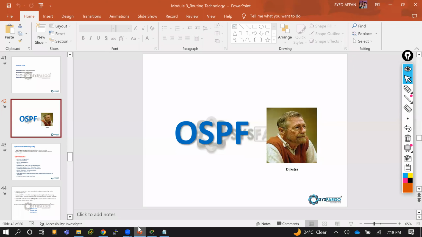This OSPF protocol is based on the work of this guy, Dijkstra. It was developed using the Dijkstra algorithm. There is an algorithm, and based on that algorithm, the OSPF protocol was developed. Dijkstra is the name of the person who invented the Dijkstra algorithm. This is the guy, Dijkstra, who found the algorithm. From there, they developed the OSPF protocol.